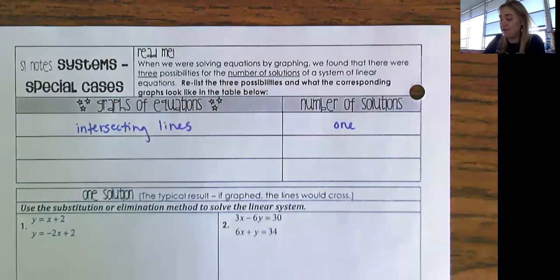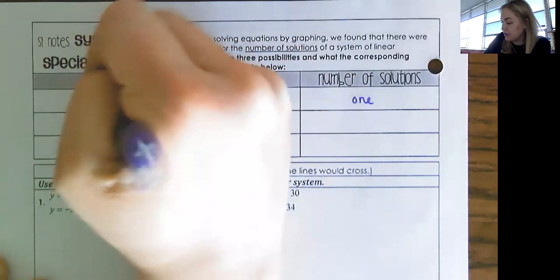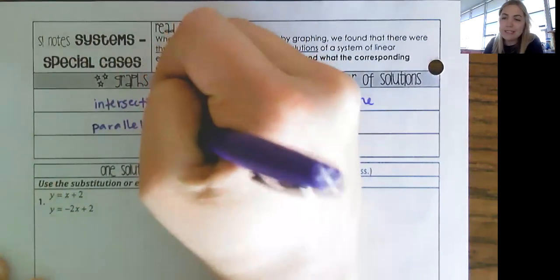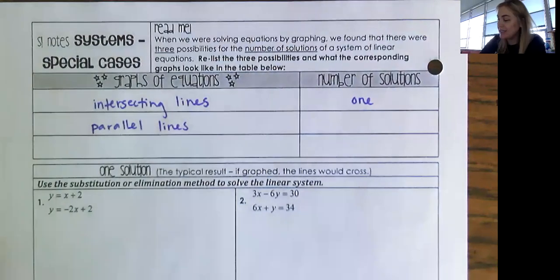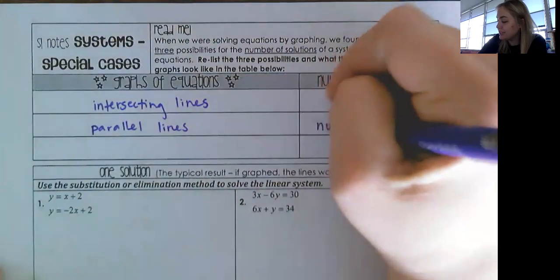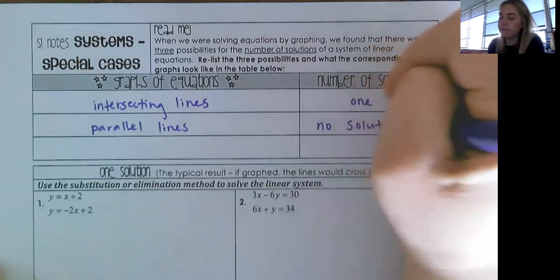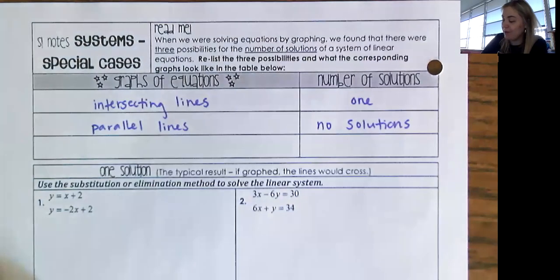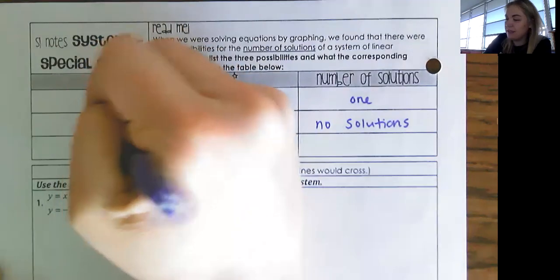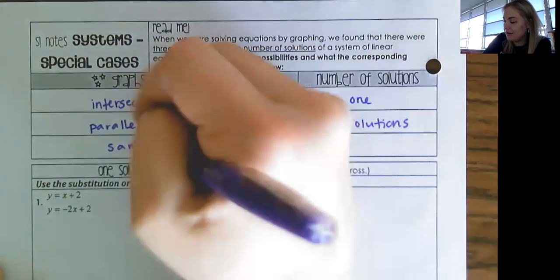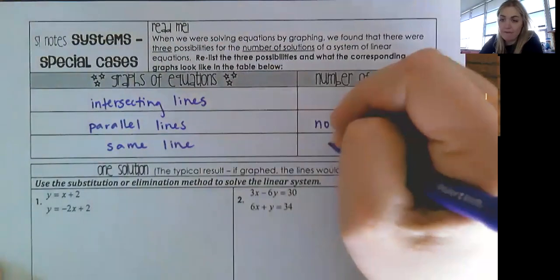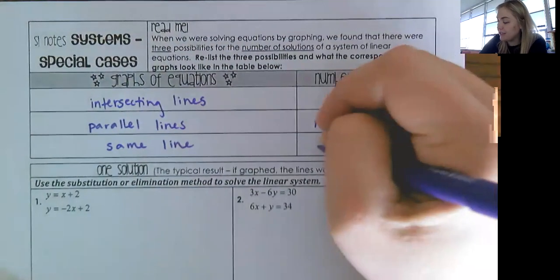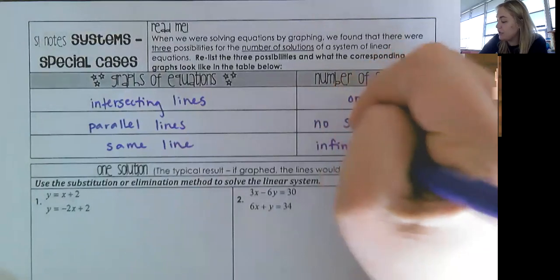The second kind of graphs that we would see had parallel lines. Now, when a system had parallel lines, they never, ever, ever crossed. If they never crossed, then they had no solutions. Now, the third example that we saw was when 2 lines were the same line. If you had 2 equations that gave you the same line, we said that they crossed everywhere or infinitely. So our answer was infinite solutions.